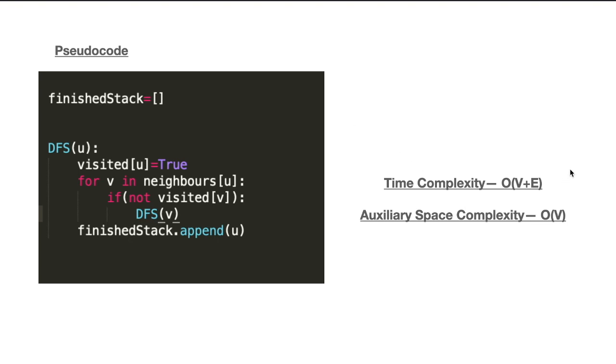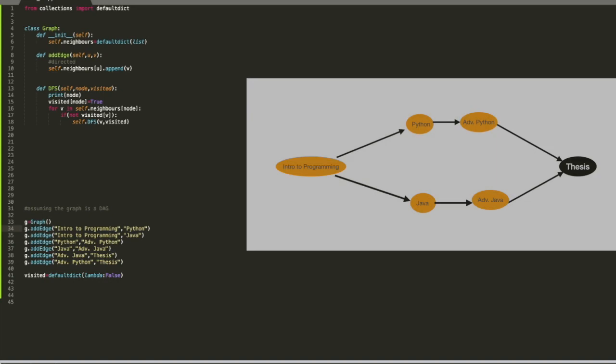As you can see, since we're doing nothing extra, the time complexity is just going to be the same as the standard DFS: O(V plus E). The auxiliary space complexity comes from the finish stack, or if you maintain a linked list as well, it's going to take O(V) because we'll be storing the vertices. So that is the walkthrough of topological sort using DFS. Let's now have a look at the code walkthrough.